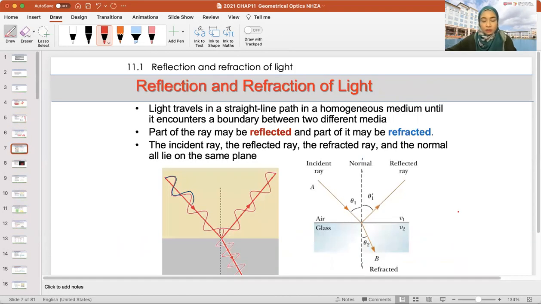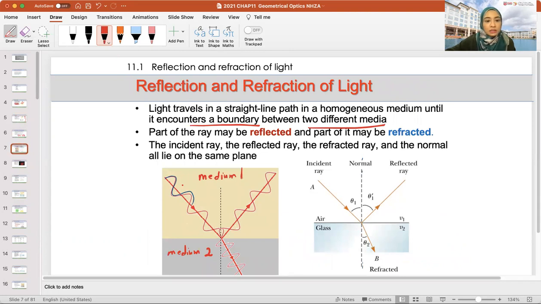Okay. So reflection and refraction of light. Light travels in a straight line path in a homogeneous medium until it encounters a boundary between two different media. Media is the plural form of medium. So you have one medium over here, we call it medium 1, and we have another one over here, we'll call it medium 2.